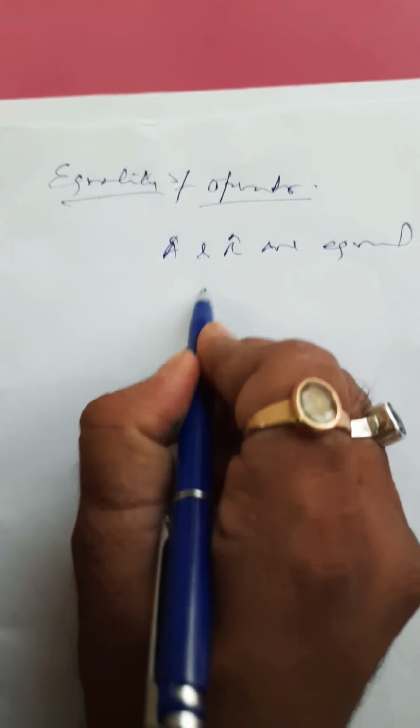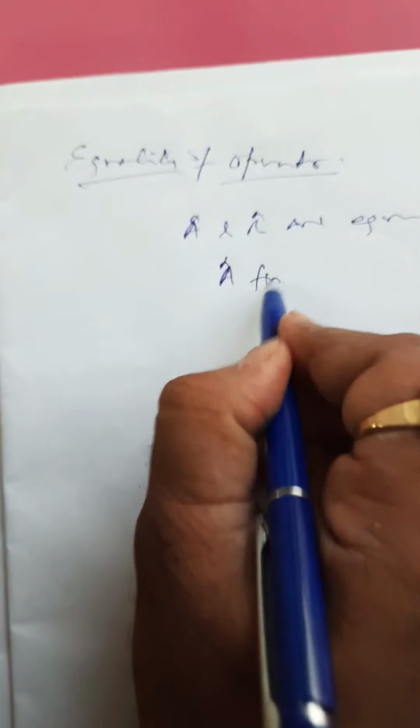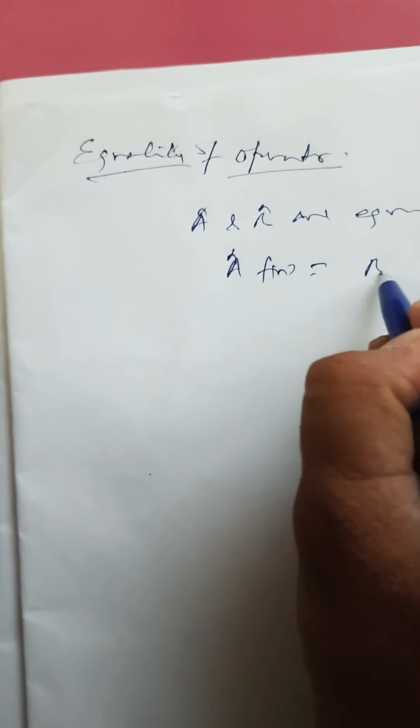Then we have equality of operators. What does it mean? When we talk about equality of operators, we say operators A and B are equal if operator A operating on f(x) must be equal to B operating on f(x).